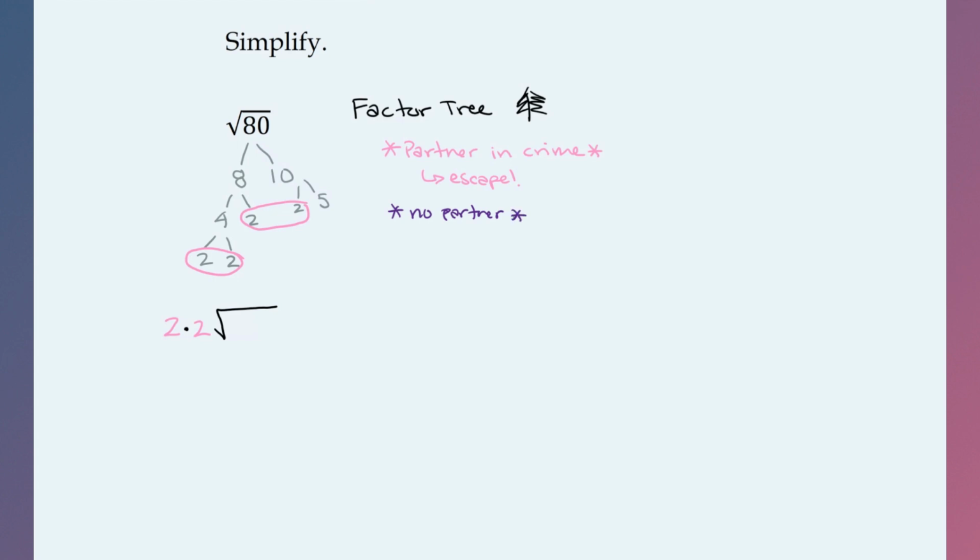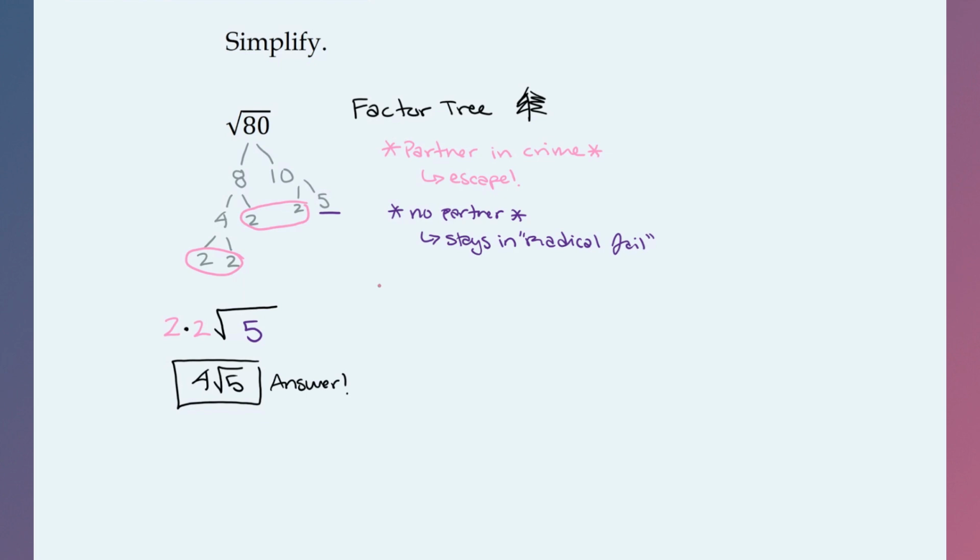Remember, we're only looking at the roots of our tree, so just the numbers at the bottom of our tree. So the 8, the 10, and the 4 we're not messing with. So in this case, our only leftover number without a partner is 5. So 5 is going to stay in our radical jail. Multiply those numbers out front. We get 2 times 2 is 4, square root of 5, and that is our final answer.